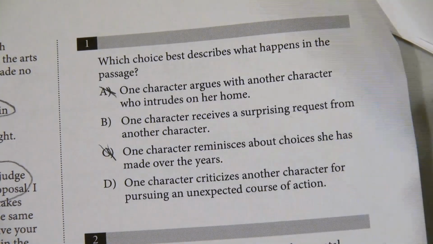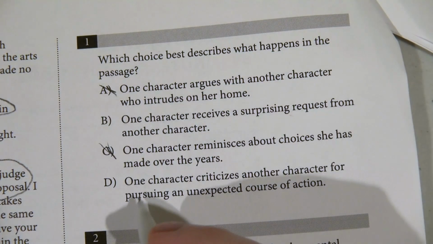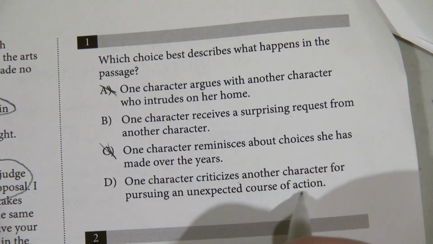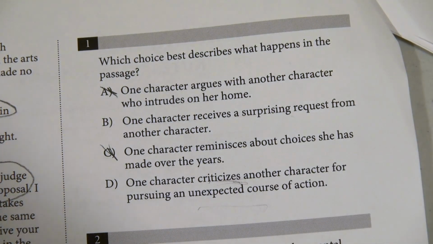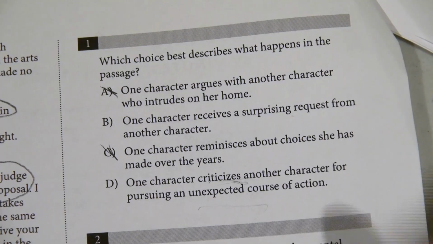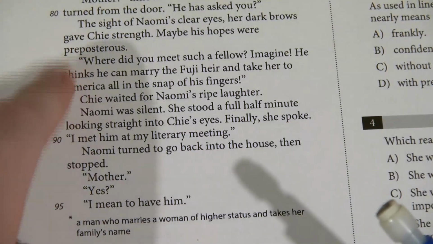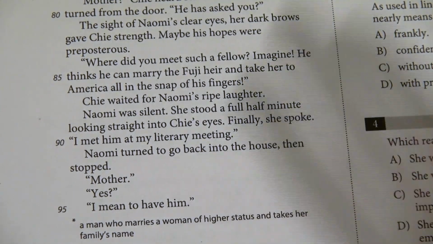So now we have 2 left. And between these 2, both of them kind of make sense, so it's important to apply a little bit of strategy here. D says one character criticizes another character. And definitely what he says is unexpected. I mean, to her at least. She definitely didn't know he was gonna try to marry her daughter. But she doesn't really criticize him for it ever. In the text, she's kind of waiting for Naomi to reject him, thinking it's kind of amusing, and it maybe surprised her a little bit, but I don't think she really had any criticism for him directly.